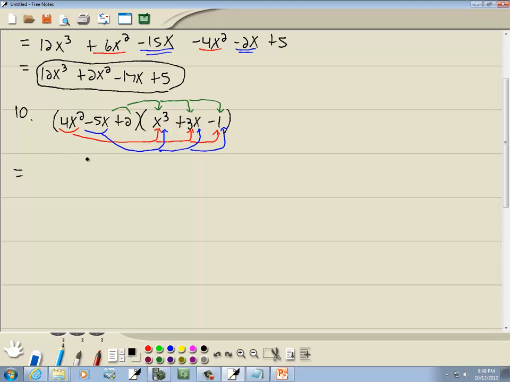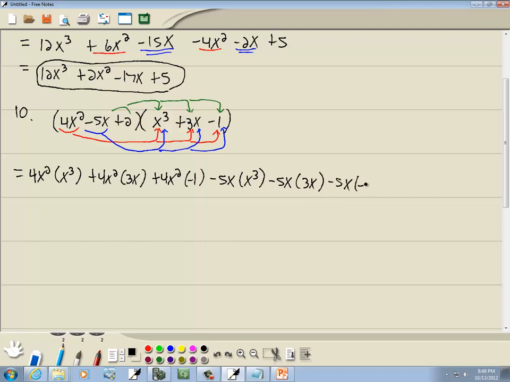Okay, so let's write down what the lines are telling us. So we got 4x squared times x to the third. We have 4x squared times 3x. We have 4x squared times negative 1. Then we have negative 5x times x to the third. We have negative 5x times 3x. Negative 5x times negative 1. And we have 2 times x to the third. We have 2 times 3x. And we got 2 times negative 1. Now let me do some checking here and make sure I didn't write anything down wrong. Okay.